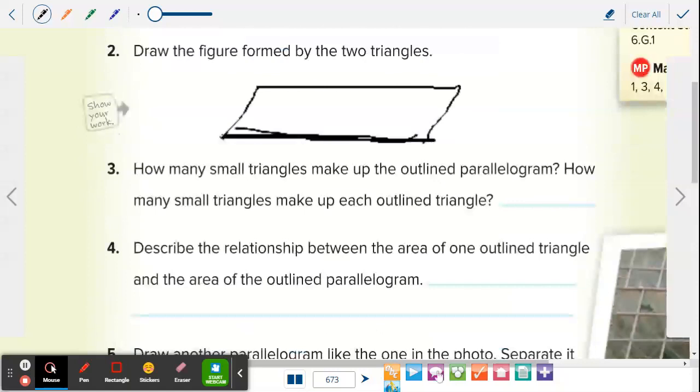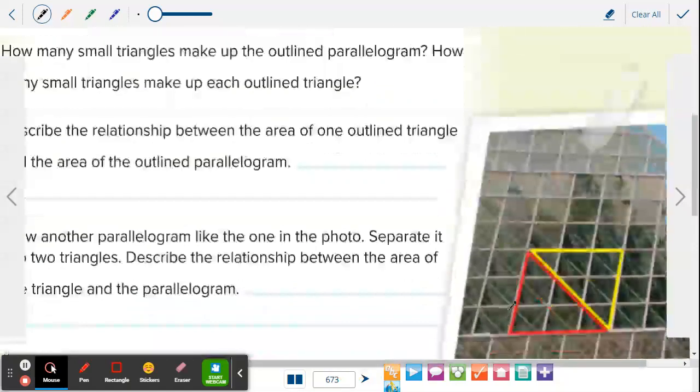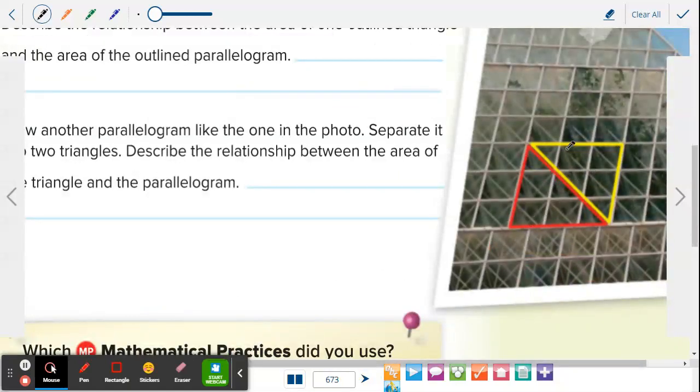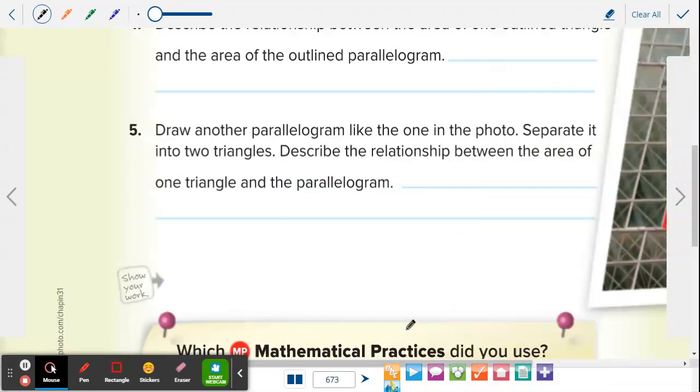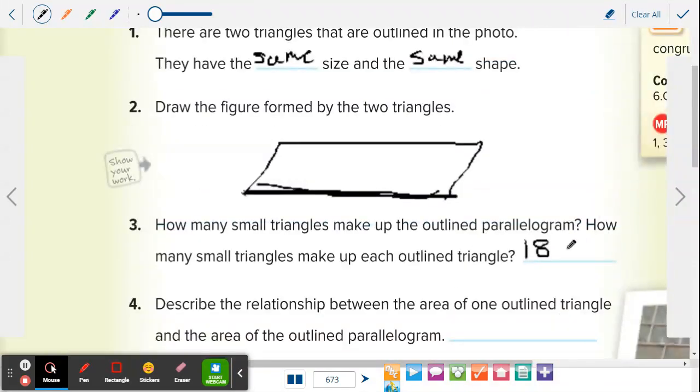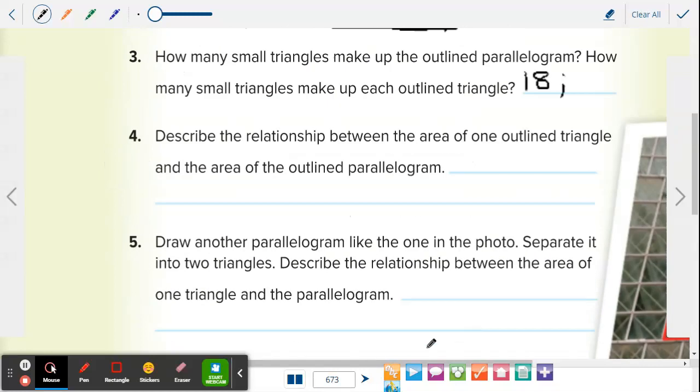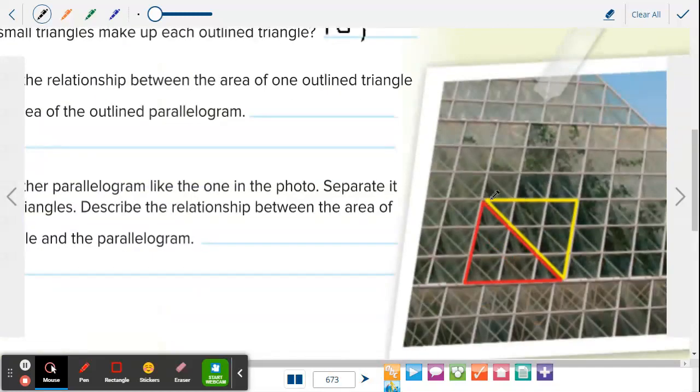Okay, so now the entire parallelogram there, they want to know how many triangles are all together, the small ones. So no, the actual triangles in the windows. How many are there all together? 18. There's 18. So that means we just found the area of that parallelogram, because that's how much makes up the parallelogram.